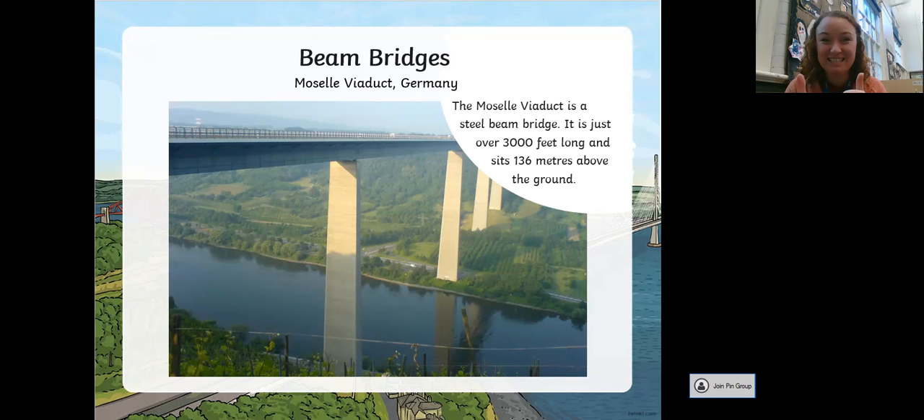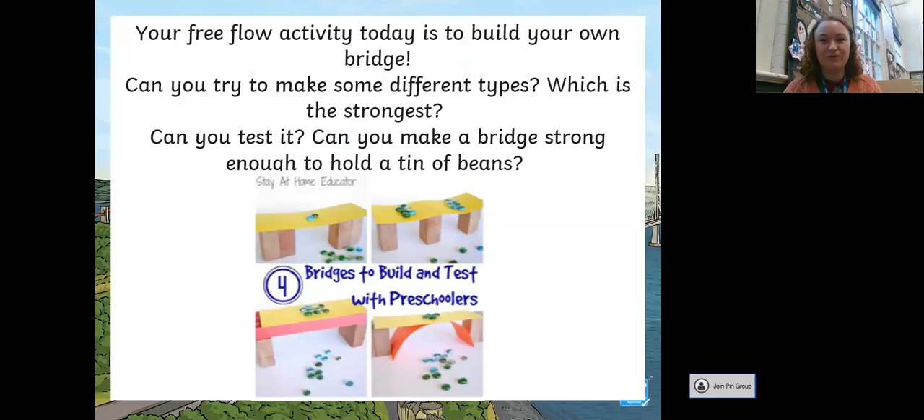Have you done it? Wow. Well, we've learned a lot about the 3 different types of bridges. There are a couple more, but these 3 I think are super good for us to have a go with later. Your free flow activity today is to have a go at building your own bridge. Can you try and make some of the different types? And can you figure out which one is the strongest? So I wonder if you could make some different types of bridges and if you could test them too.